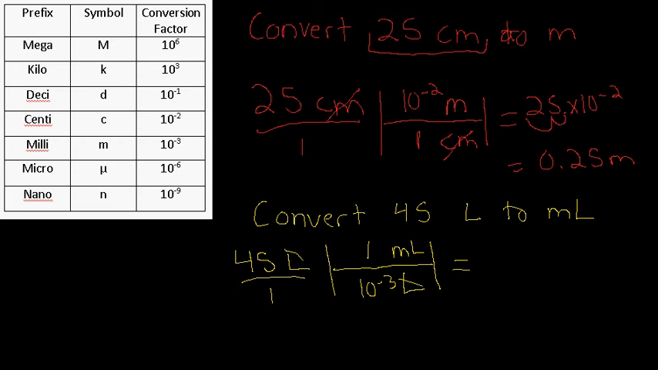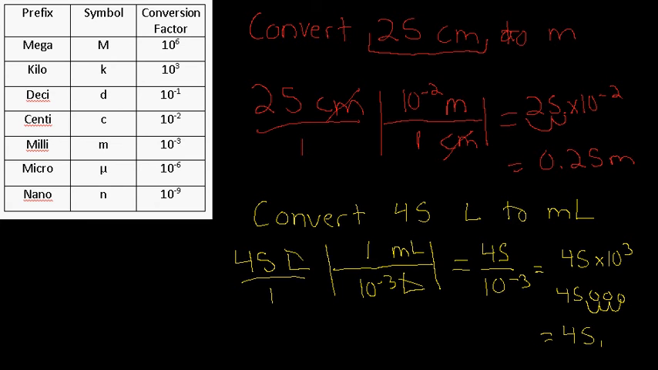So you go ahead and you see liters cross out, you multiply straight across. So this becomes 45 divided by 10 to the negative third. In order to pull an exponent to make it positive, you can just bring it to the top. So this is like 45 times 10 to the third, which tells you to move your decimal place 3 places to the right. So it would be 45 point, and then you move it over 1, 2, 3. You fill these spaces in with zeros, and you find that 45 liters would equal 45,000 milliliters.